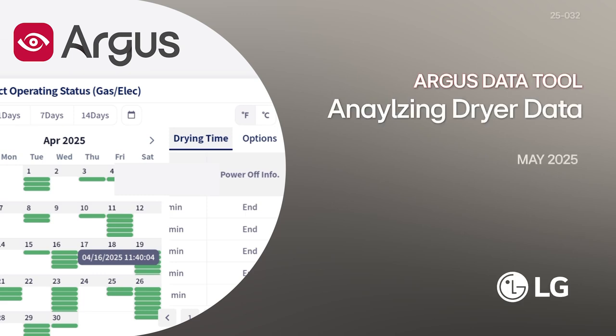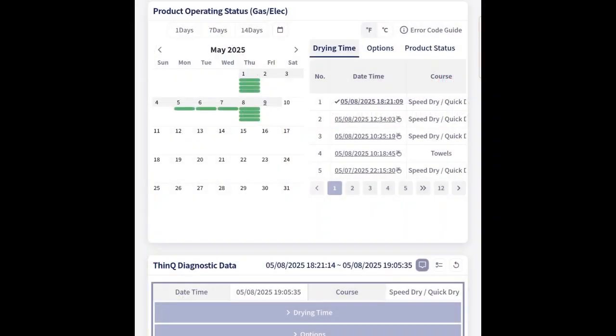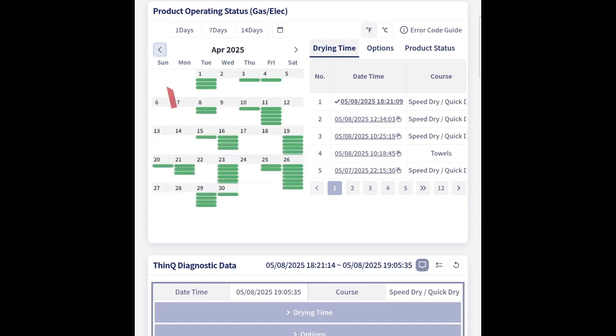Today we will be looking at the information that the Argus system can display for dryers. When you load the screen, it'll look just like mine does right now, and on the left side you see that there is a calendar. You can toggle back and forth between the last 90 days.